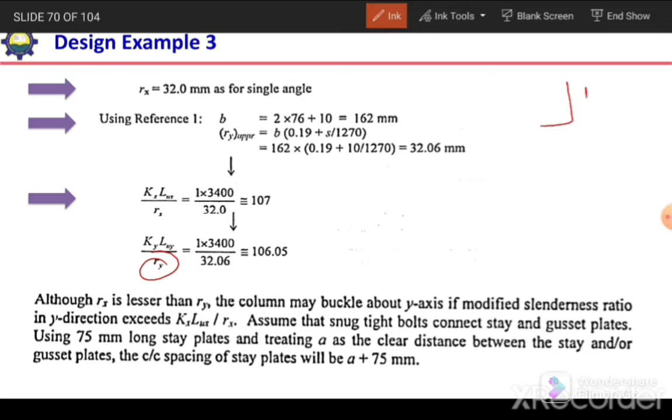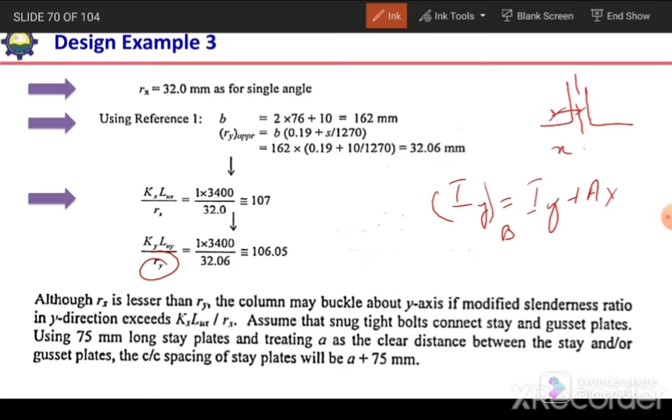So in this case, we have the built-up section like this. We can either calculate the exact value by using this expression: Iy of the built-up section is equal to Iy of the individual section plus area of the individual section multiplied by the distance from the centroid of the built-up section up to the centroid of the individual section.